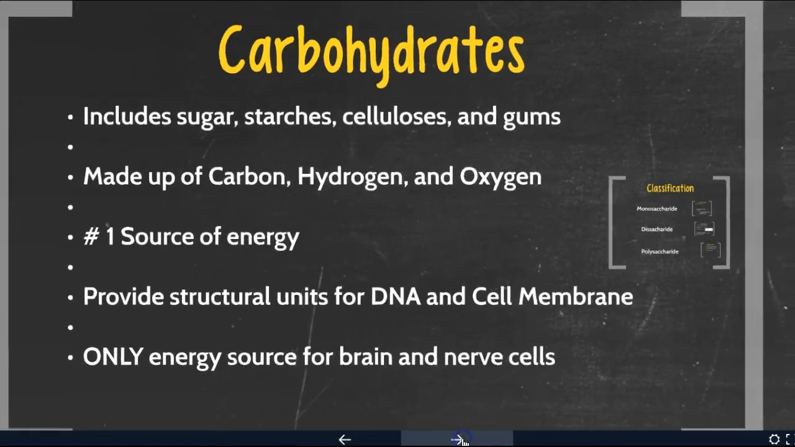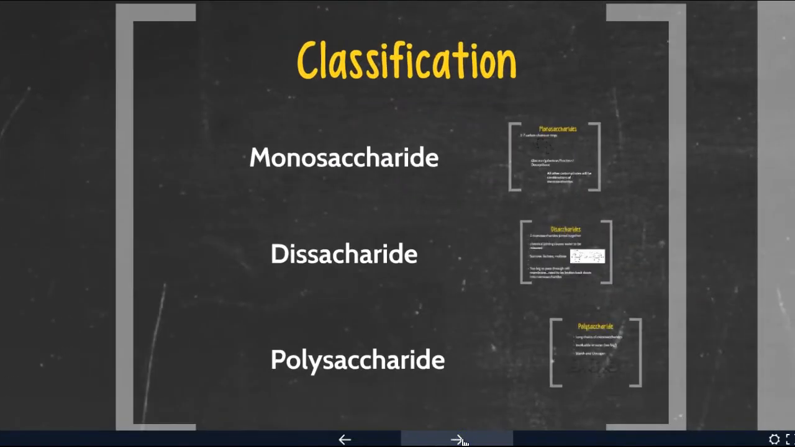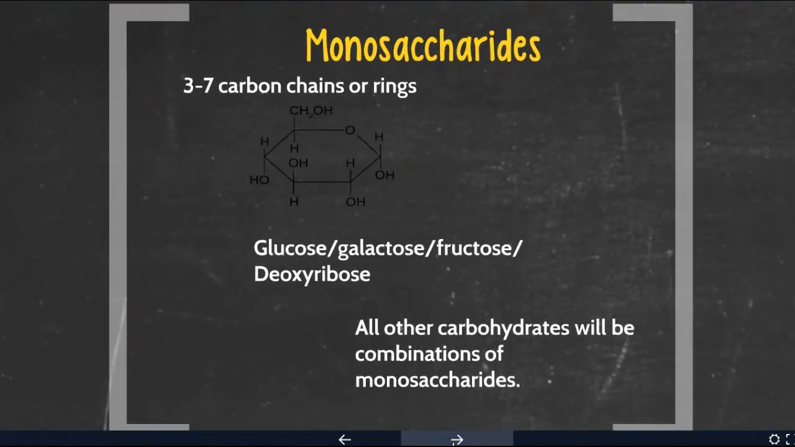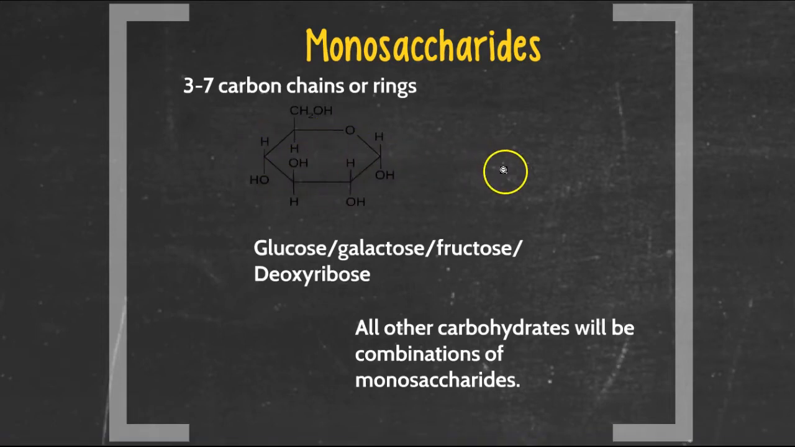Carbohydrates are divided, if we look at the monomers and the polymers. So remember, polymers are long chains of structural units. The monomers are the individual units. So we will start with monosaccharides. These are 3 to 7 carbon chains or rings. Like if you look at this example, you can see carbon, carbon, carbon, carbon, carbon, and it's arranged in a ring-like structure. The most common monosaccharides, or the most common individual units, are glucose, galactose, fructose, and then deoxyribose. All other carbohydrates are going to be combinations of monosaccharides.